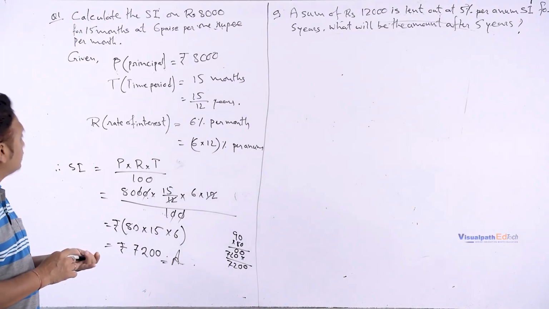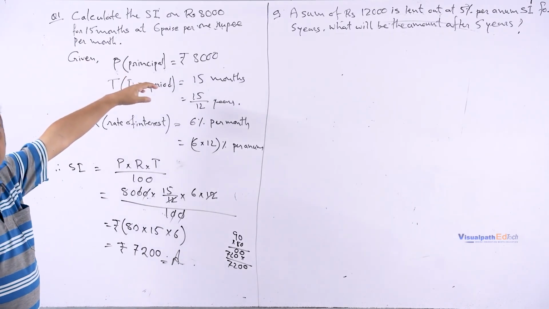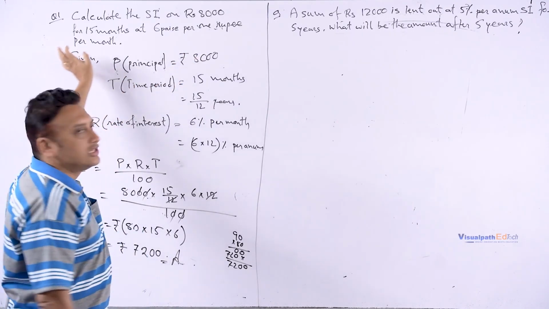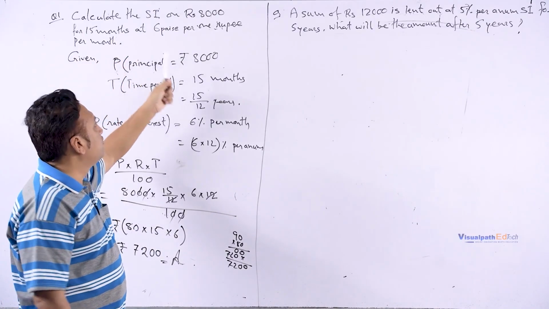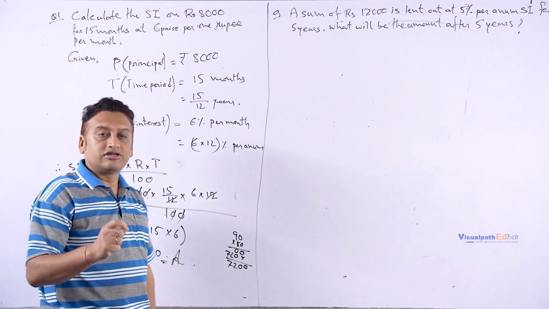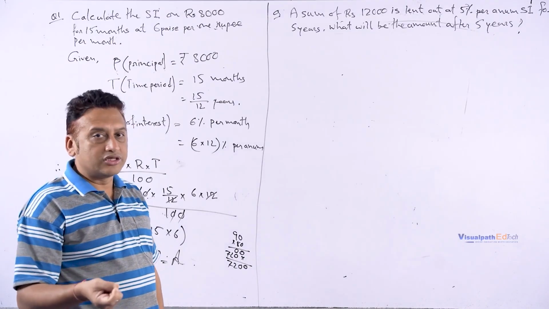So, I repeat again, the question says calculate the simple interest on rupees 8,000. So, 8,000 is your principal, then it is given for 15 months, that is your time period, and at the rate of 6 paisa per 1 rupee per month.